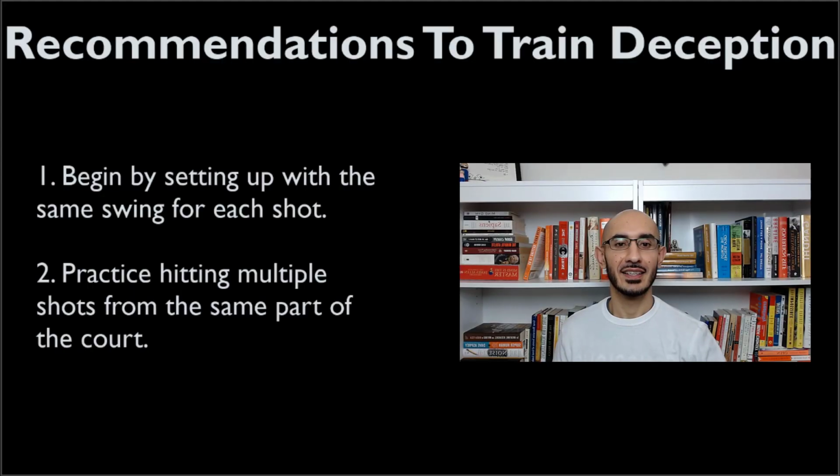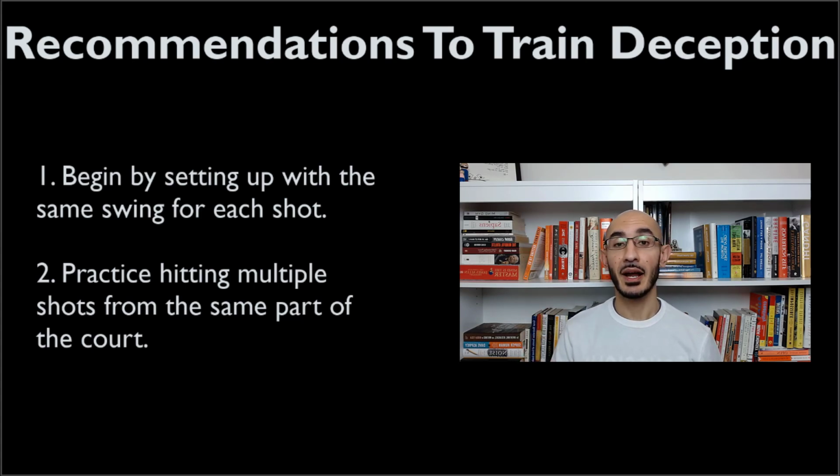Okay, so my recommendations to help you guys get started on training your deception. Now, obviously, this is based on my assumption that you are not a super advanced player. If you're extremely advanced, look back at that list of 6 things and then pick the one that you're not good at relative to the ones that you are good at. For anyone else, begin by setting up with the same swing for each shot. That is the best way to set up and create deception.